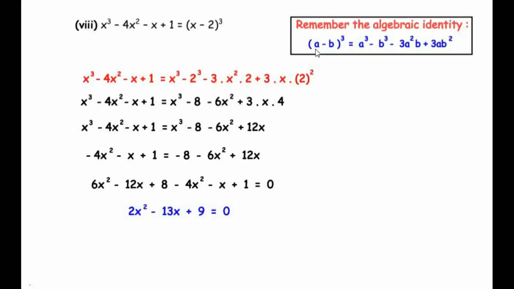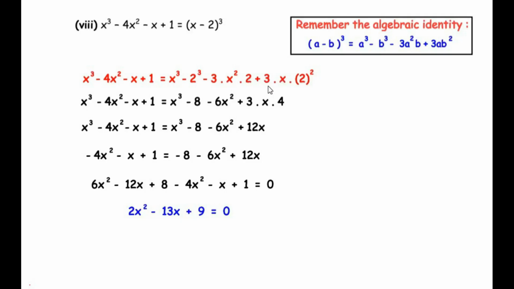x³ - 4x² - x + 1 = (x - 2)³. Now here again, to expand the right hand side, we have to use an algebraic identity, which is (a - b)³. Now this bracket expands as a³ - b³ - 3a²b + 3ab². Now here in place of a we are going to take x, and in place of b we are going to take 2. So here the left hand side terms all remain the same, and expanding the right hand side we get x³ - 2³ - 3 times x² times 2 + 3 times x times 2². That is by using this identity.